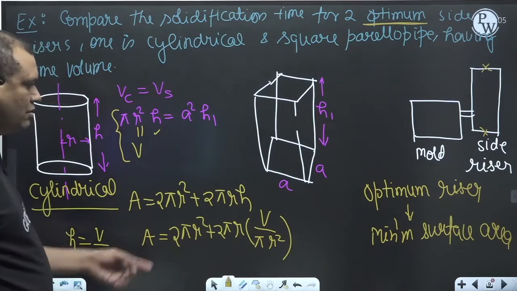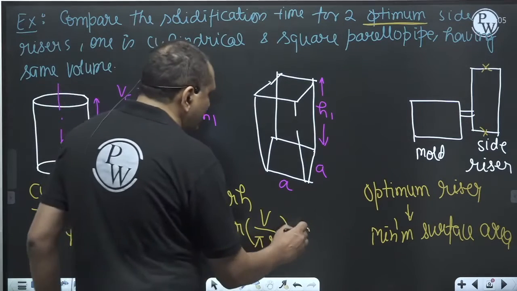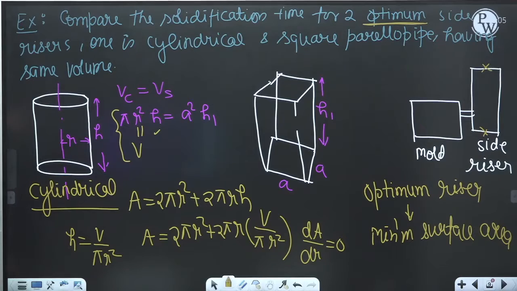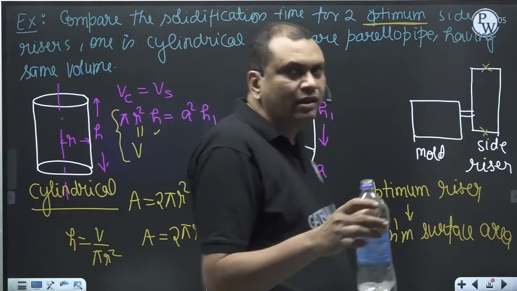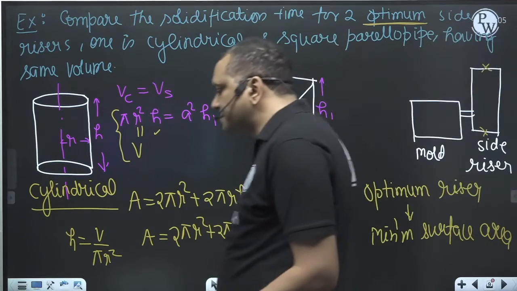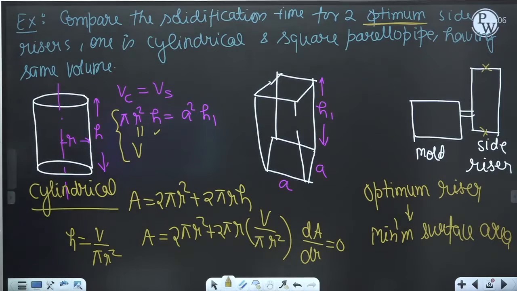Now for minimum surface area, differentiate this with respect to r and put it equal to 0. Let us see what you are getting. Whenever there is some calculation, I will give a pause of 30 seconds or so. Of course, you have the facility to pause the video at any point of time because these are recorded classes. In live classes it is not possible to pause, but in recorded classes we can pause very easily.